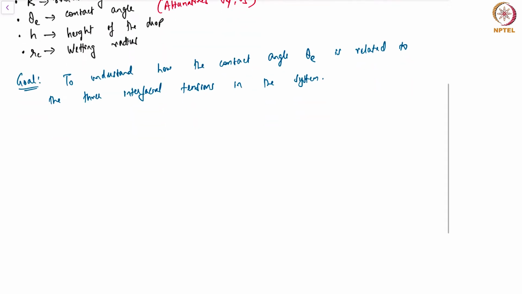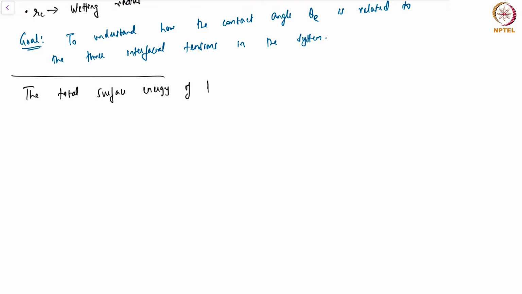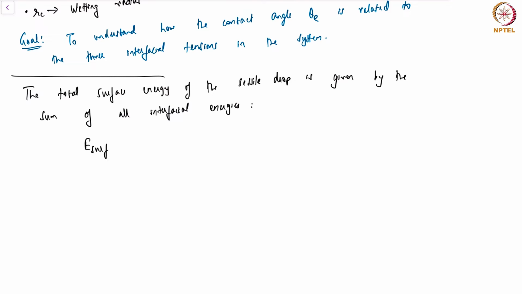Okay, so let's write down the total energy in the system. In this case, it's only the surface energy. The total surface energy of the sessile drop is given by the sum of all interfacial energies. And what are they? I'll put a superscript T. It will become clear why I'm calling that T. No, maybe we'll just ignore that for now. I'll directly write a simplification.